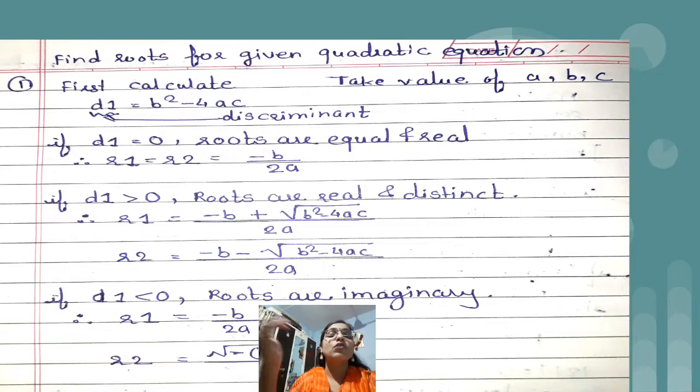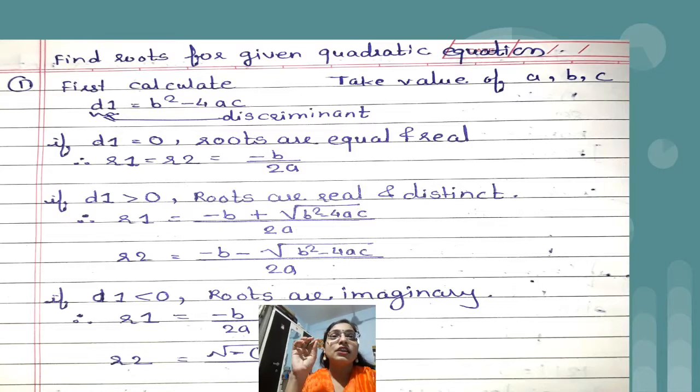We have calculated the d1 value. Suppose the value of d1 is greater than 0. Greater than 0 means the roots we get will be real roots, but they will be distinct. It means for the calculation of r1 and r2 we are going to use different formulas. Just see, there is only a plus and minus difference. In r1, how have we calculated? Minus b plus square root of b square minus 4ac upon 2a. And while calculating r2, it is minus b minus square root of.